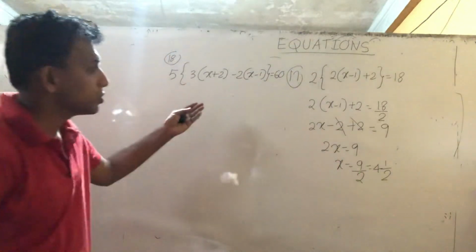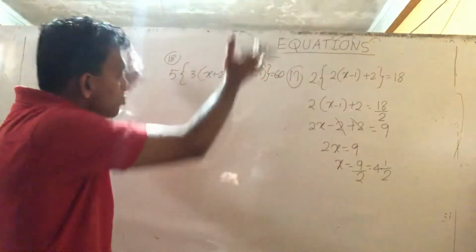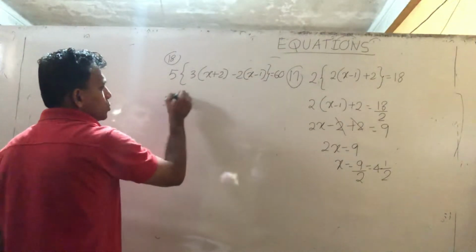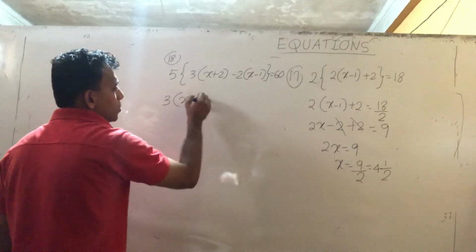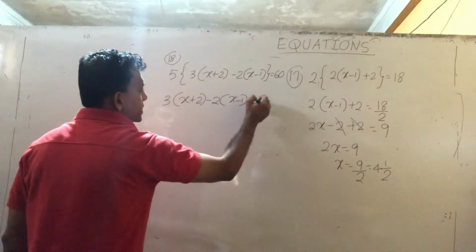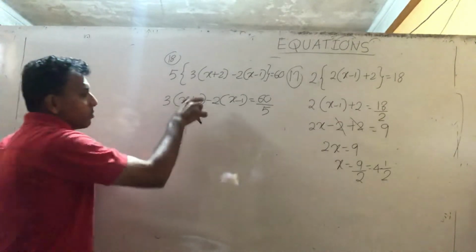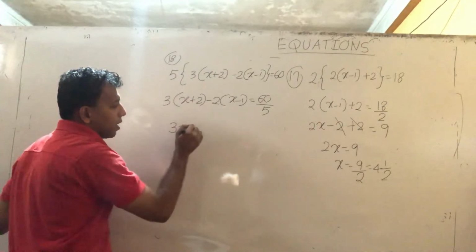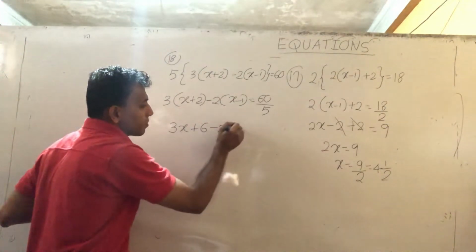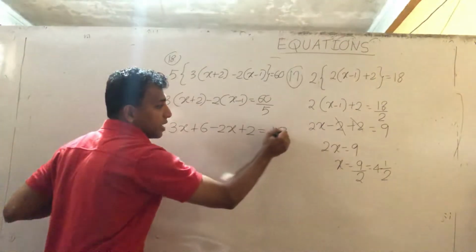The same idea applies to this one also. Here 60 is divisible by 5, so it's easy. Everything outside is multiplied by 5, no? Take it to the other side and divide. So 3 into (x plus 2) minus 2 into (x minus 1) equals 60 divided by 5. Multiply by 3, 3x plus 6. Multiply by minus 2, plus 2. 60 divided by 5 is 12.